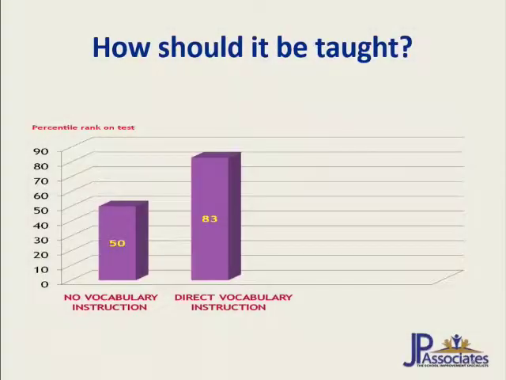So how should it be taught? Vocabulary should be taught using an explicit, systematic instructional approach. In other words, direct, explicit instruction. This graph represents a study by Stahl and Fairbanks, and it shows the same student placing at the 50th percentile in reading comprehension with no direct vocabulary instruction, placed at the 83rd percentile when provided specific vocabulary instruction.